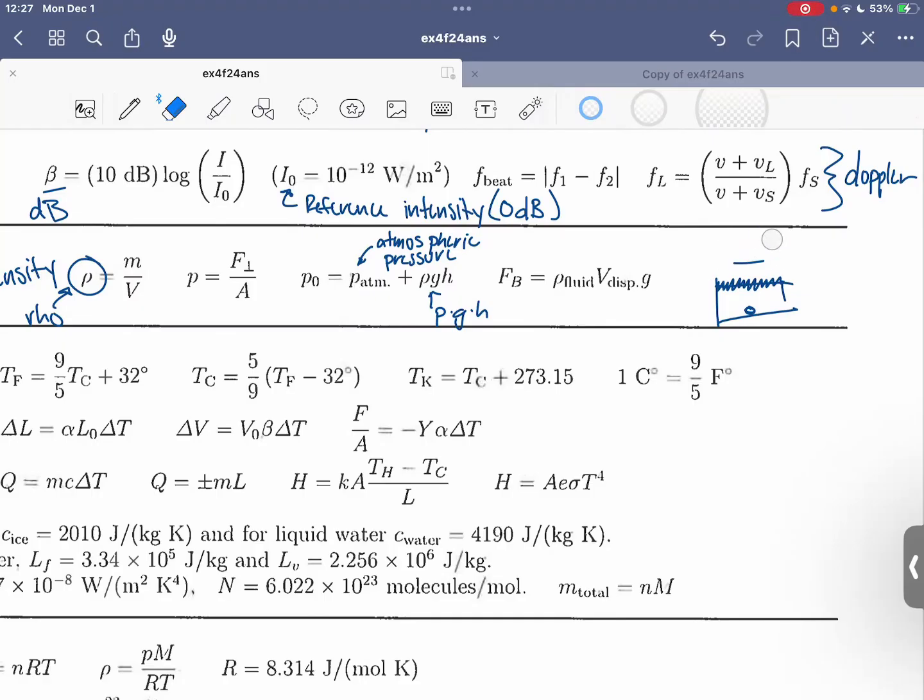And then also you have buoyant force right here. And buoyant force is equal to density times volume times gravity.